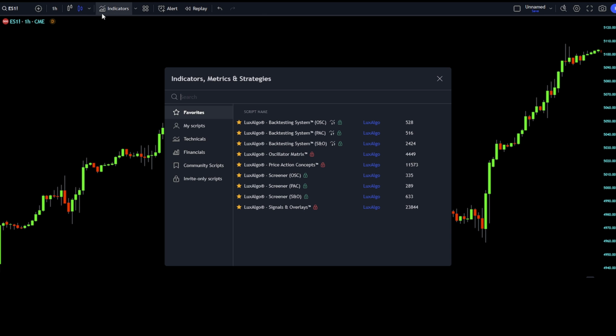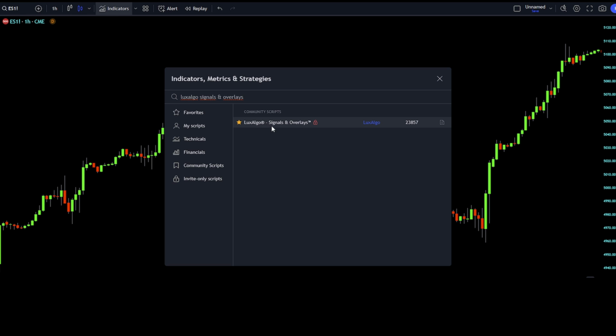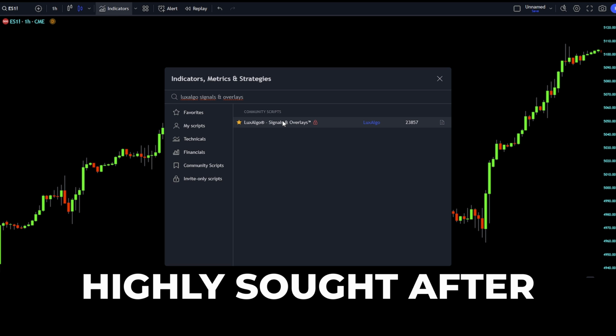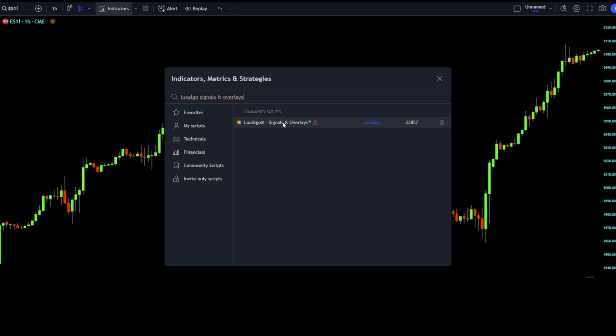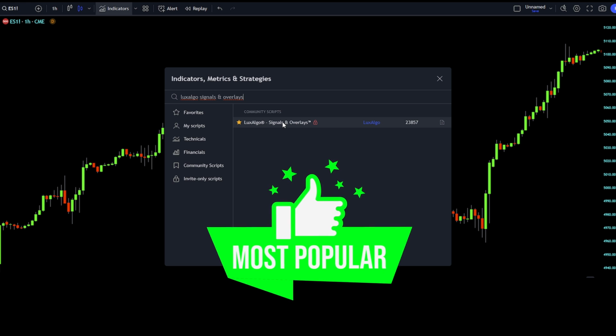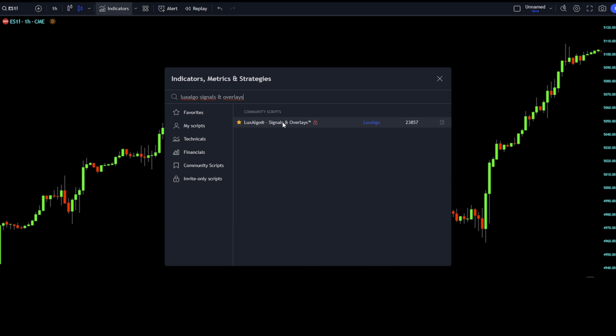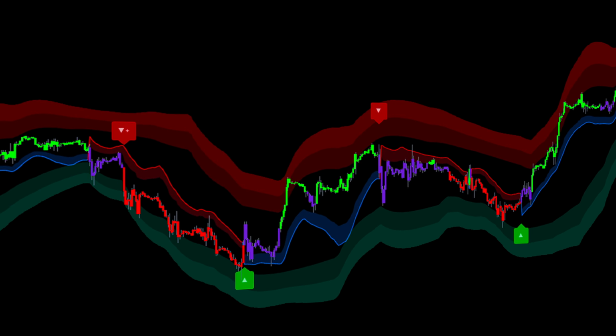To integrate it into your chart, navigate to the Indicators tab and search for LuxAlgo Signals and Overlays Premium. This indicator is highly sought after among traders and is considered one of the most popular premium trading tools. Simply click to add it to your chart. It's important to note that this is a paid indicator.